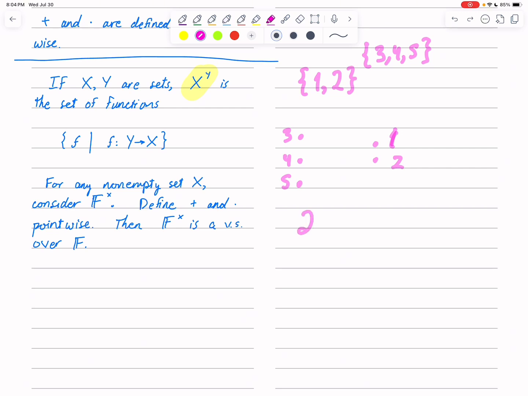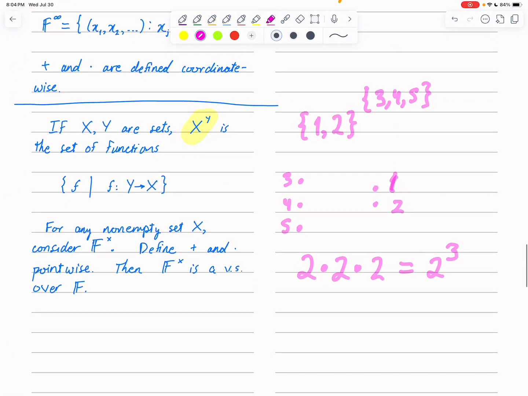Well, there are 2 choices for where we send 3. There are 2 choices for where we send 4, 2 choices for where we send 5. Altogether, there are 2 to the 3 possible functions, right? You multiply all the choices, and that gets you how many such functions there are. This is a sort of fundamental counting principle, so hopefully that's at least a little bit familiar from a previous class. But even if it's not, don't worry too much about it because we're not going to use this a ton.